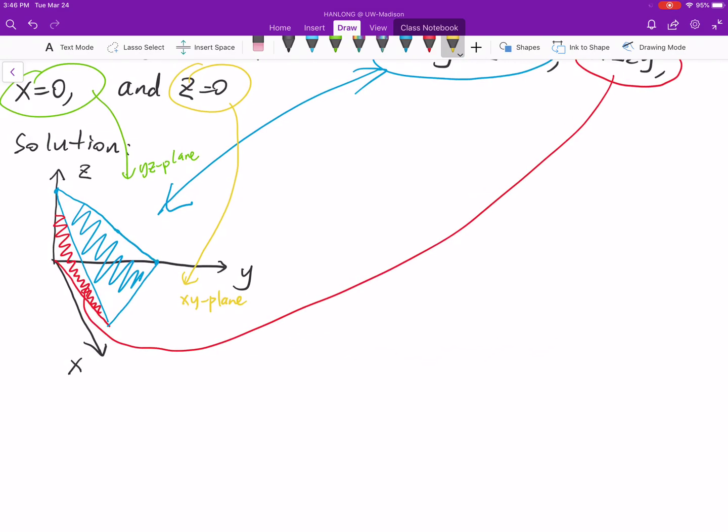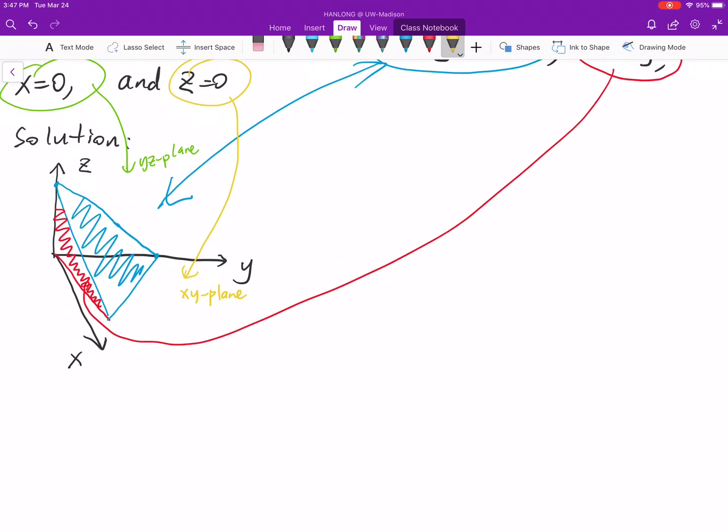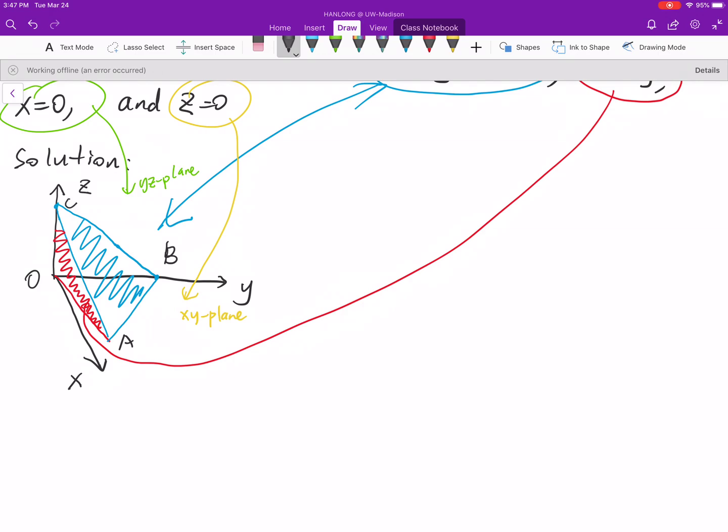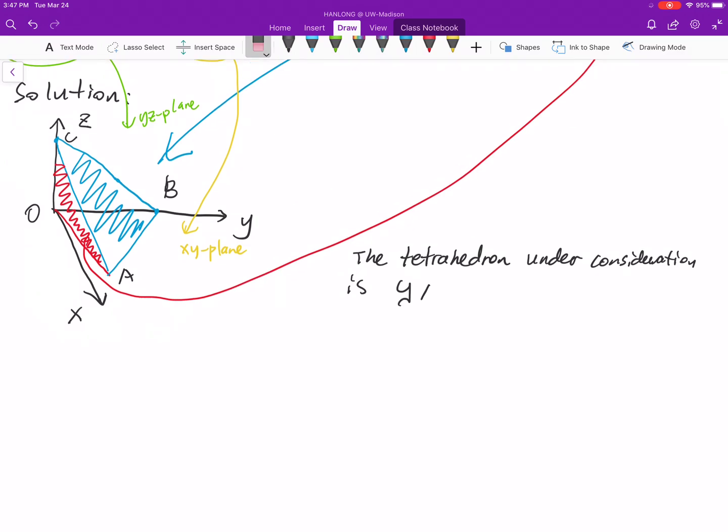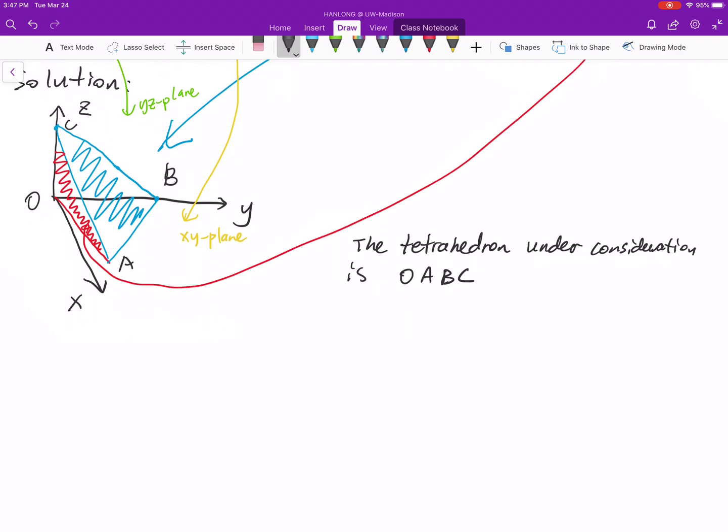So you can imagine the whole tetrahedron and the consideration is O, A, B, C. So the tetrahedron and the consideration is O, A, B, C. And then if we want to compute the volume, we can express the volume as the following integral.